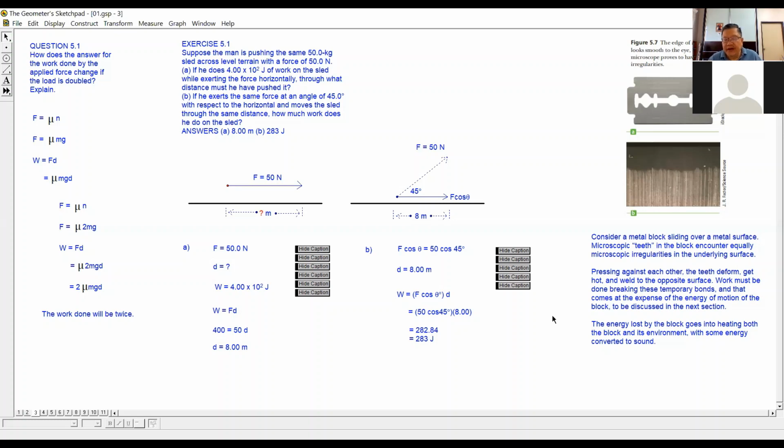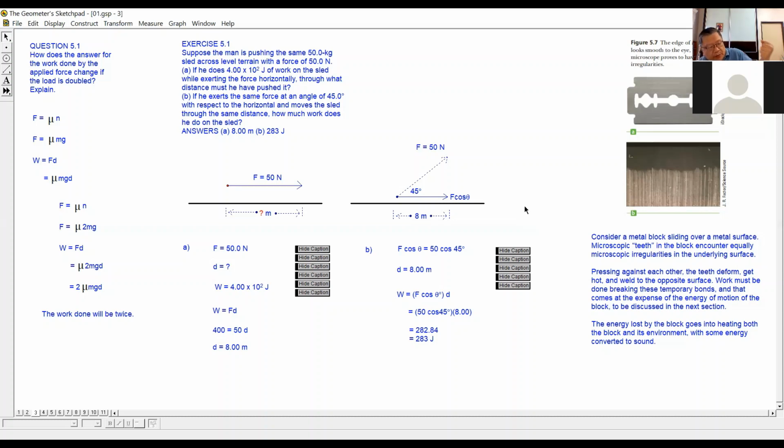So what they're trying to say is that whenever there is a frictional force, energy is used up. This energy is used up as heat energy, because when you rub two surfaces together, right, the two surfaces become very hot, and the work done is converted into heat energy.